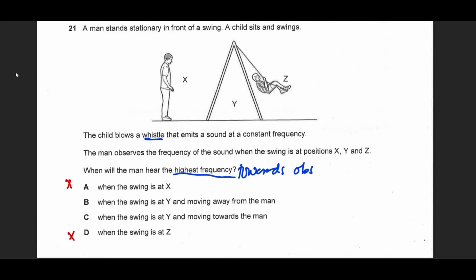First, we figured out it should be moving towards the observer. He says moving away from the man. This is incorrect. It should be moving towards the man. So option C will be the right answer.